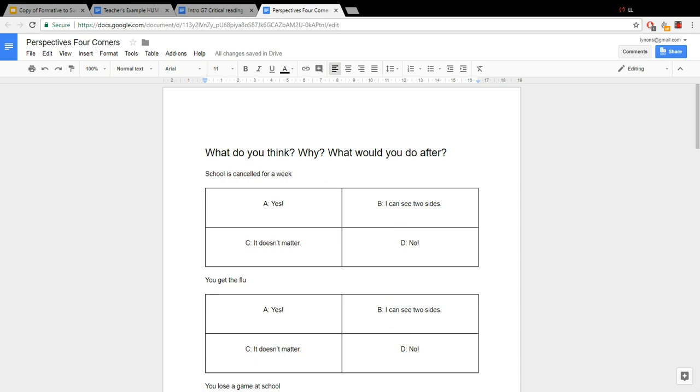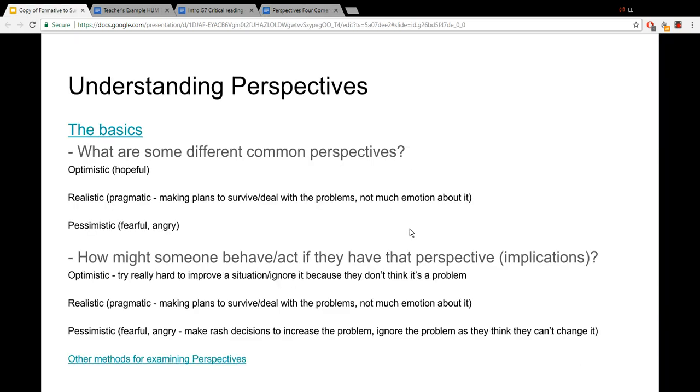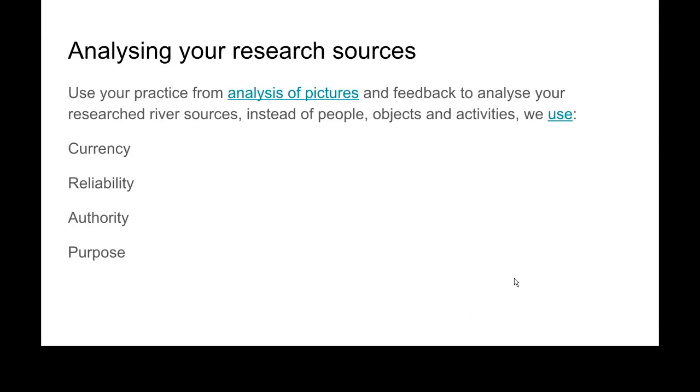This was a really interesting way to get students to really talk about their own perspectives, but then also, in an open discussion in the classroom, to see how other students have a different perspective and would behave in a different way based on that perspective.